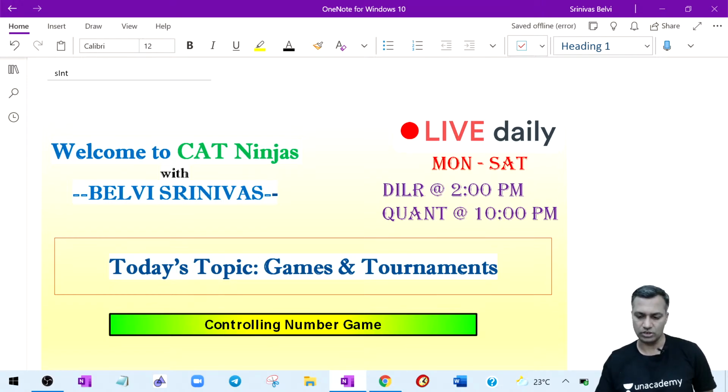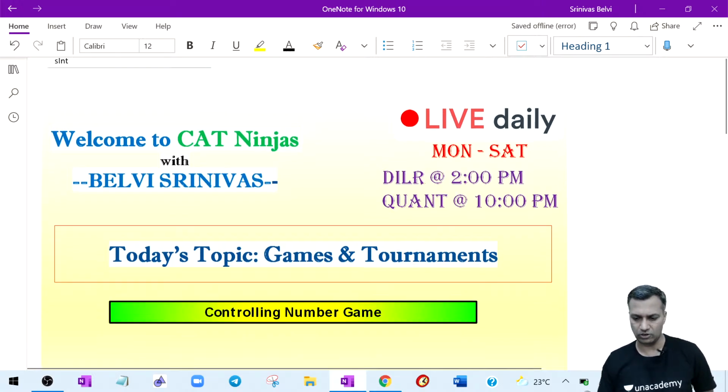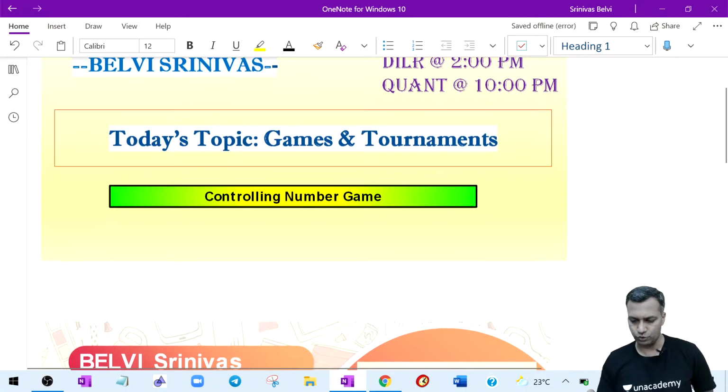Okay, I'll talk about the third concept today, which is the concept of controlling numbers. So how does this controlling number work? Most of you might have some idea because in math labs and all, you play these kinds of games. If not, let's quickly look at this particular concept today.